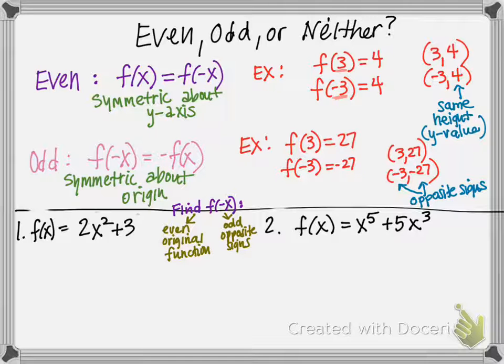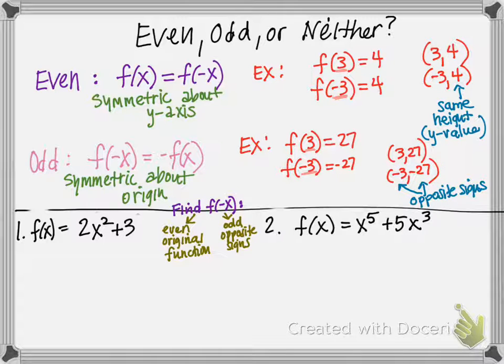For odd functions, they're symmetrical about the origin. So if I plug in the positive x value and the opposite sign, the negative x value, you do not get the same y values. In fact, you get the opposite sign, right? Instead of positive 27, you get negative 27. So if I look at this original ordered pair, the signs flipped, right?